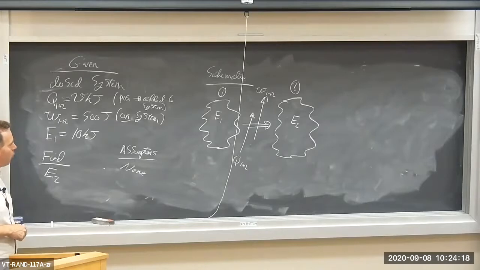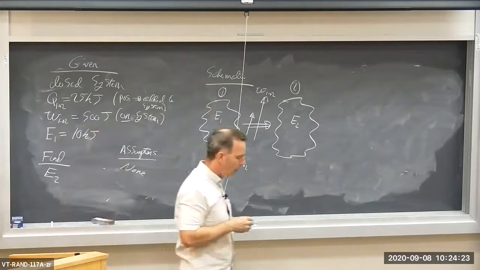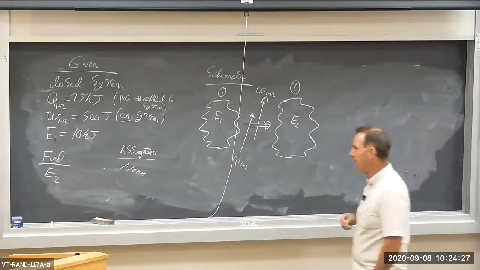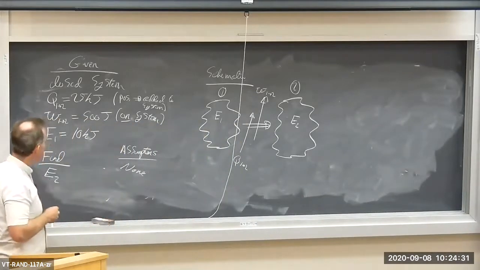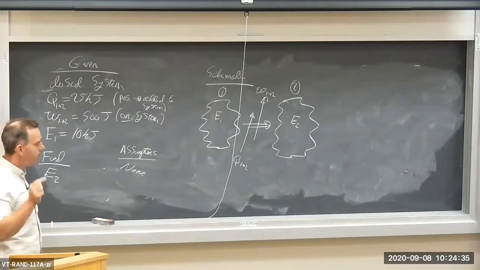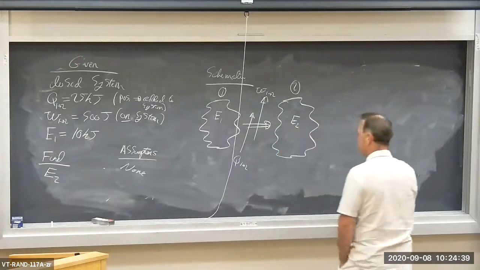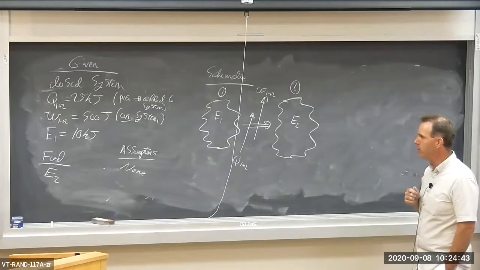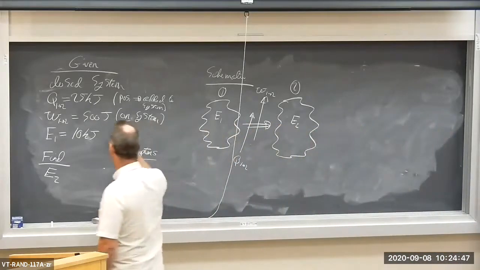Then we have work done on the system by an amount 500 joules. All right? So the system is receiving energy in the form of work. We're doing work on the system by an amount 500 joules as the system goes from state 1 to state 2. Notice it's on the system.